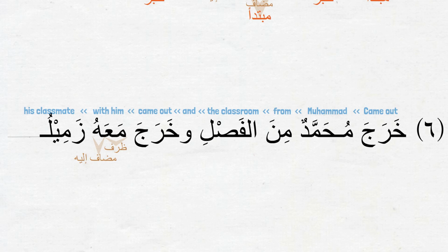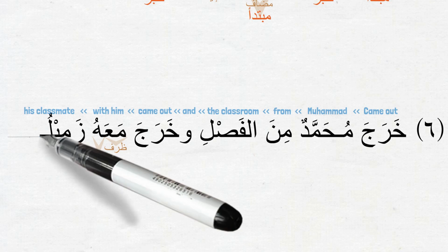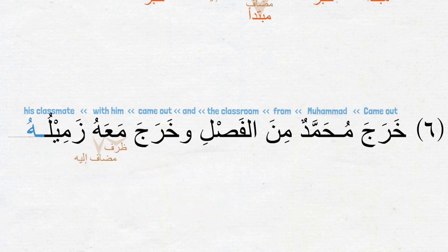And the ism زميل is a classmate or a colleague. So in the second sentence, we should say his classmate came out with him. What will be the appropriate ضمير then? زميله, right? His classmate means زميله. So together we have خرج محمد من الفصل وخرج معه زميله. Muhammad came out of the classroom and his classmate came out with him.